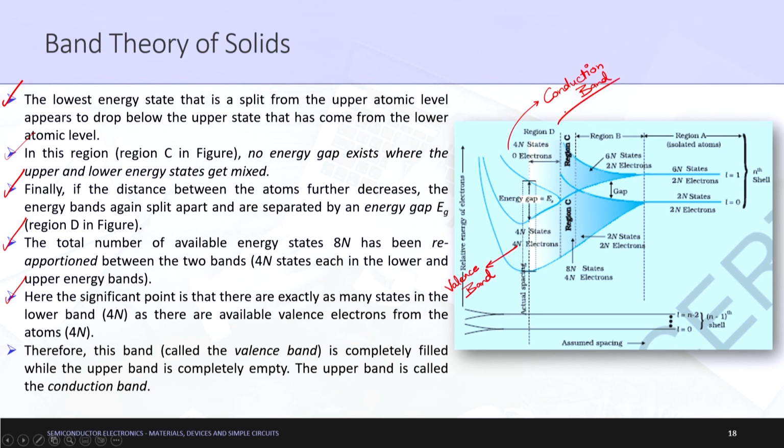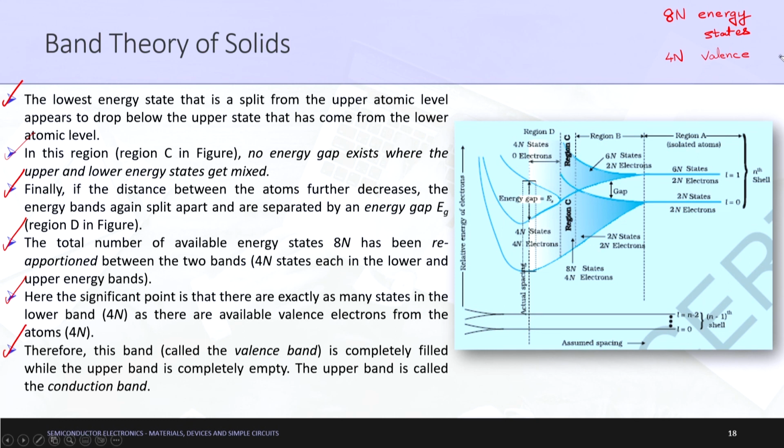Fine. So, that was the complete concept of band theory of solids. Yes, so that is the conclusion of your band theory of solids. What we understood from this is, first of all, that there are 8n energy states, and there are 4n valence electrons.